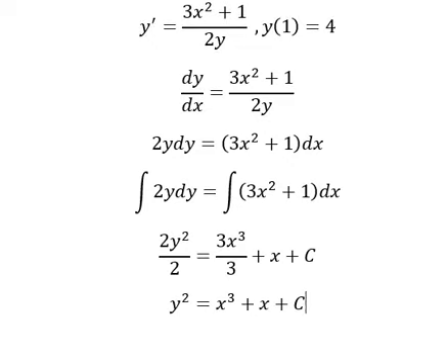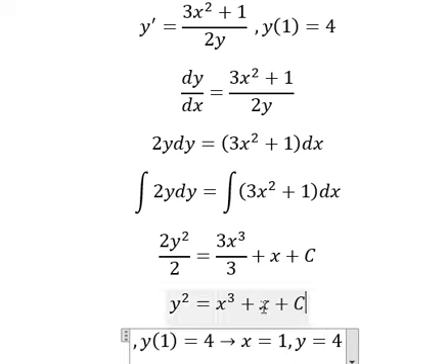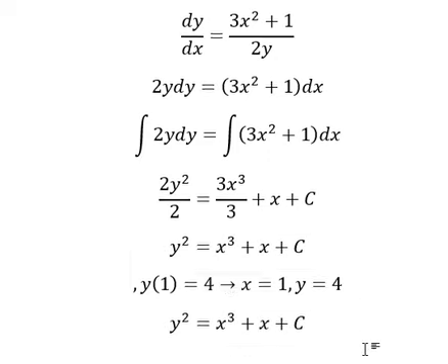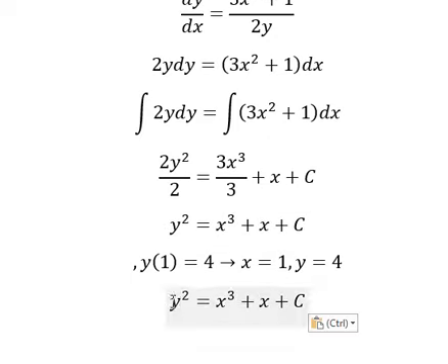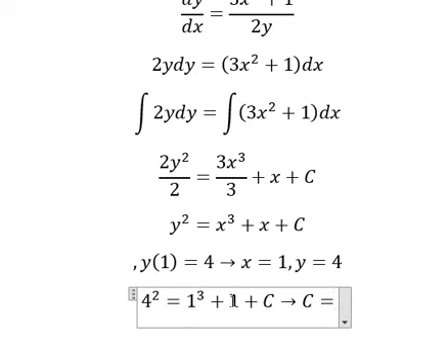Now, we have the conditions. That means when x equals 1, y equals 4. So, I will put 4 here and 1 here and here. So, I will put this one to the left.